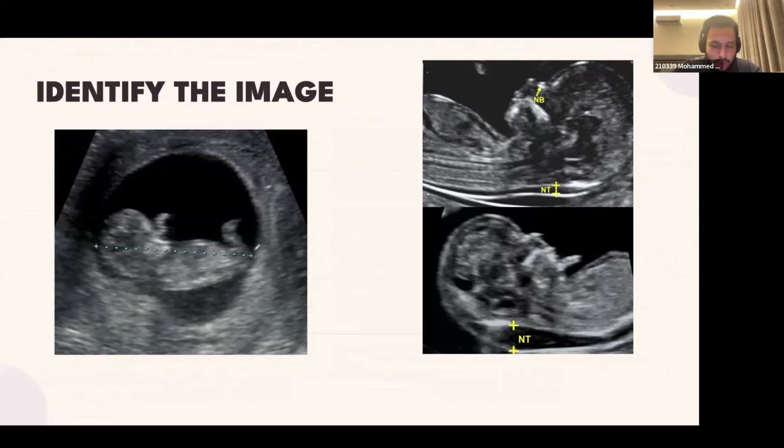The first image, crown rump length, which is the most accurate way of dating pregnancy in the first trimester, okay? The second one is nuchal translucency, excellent. Now, this patient has thickened nuchal translucency, so what do you think they have? And we already mentioned Down syndrome or chromosomal anomalies.